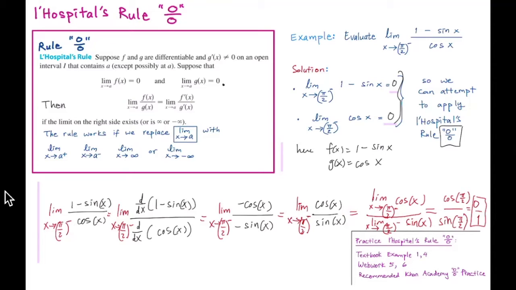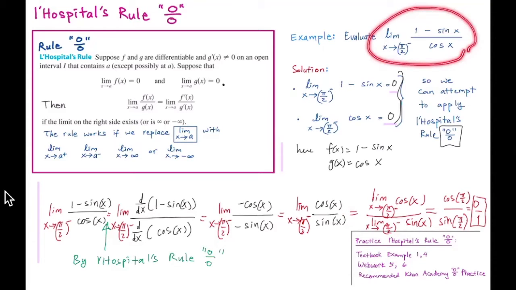And the most important step here is this first equality. The equality holds by L'Hopital's rule. 0, 0. And so we had just computed that this quantity is equal to 0. We were not able to compute this before L'Hopital's rule.